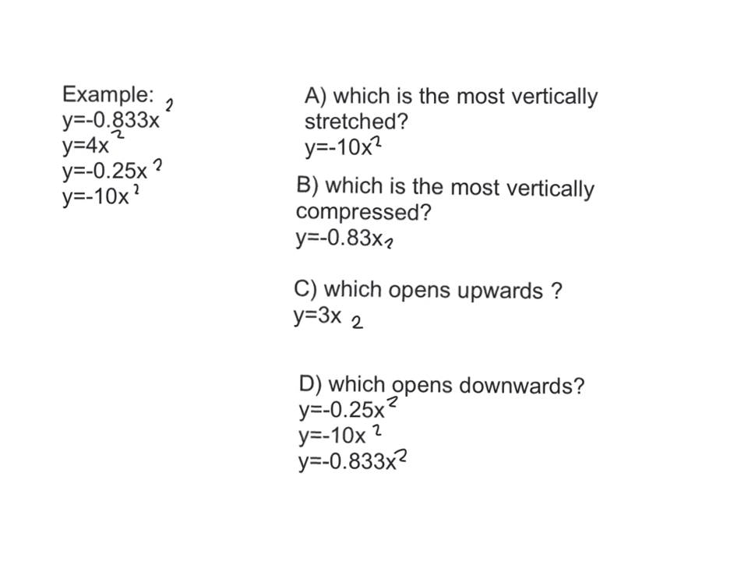An example of this: you have y equals negative 10x squared. The line would be more vertically stretched. Example, you have y equals negative 8.83x squared. The line would be more vertically compressed. If you have another line that is y equals 3x squared, the line opens upwards. And if you have y equals negative 0.25x squared, y equals negative 10x squared, and y equals negative 8.33x squared, the line opens downwards. You can check on your calculator to make sure that it is correct.